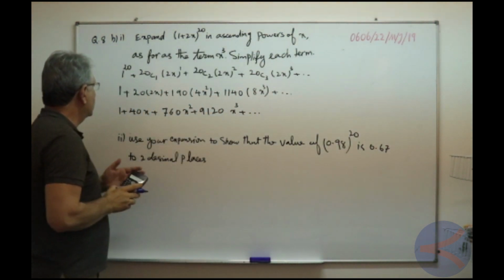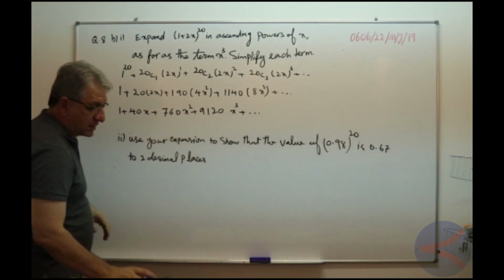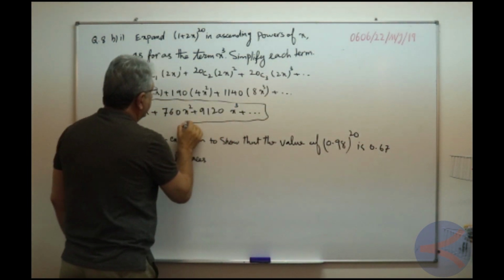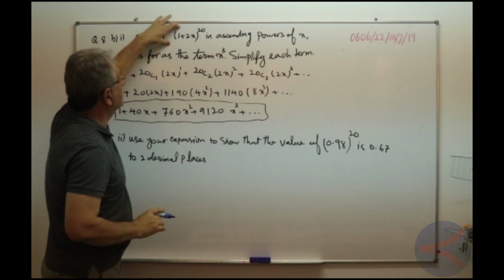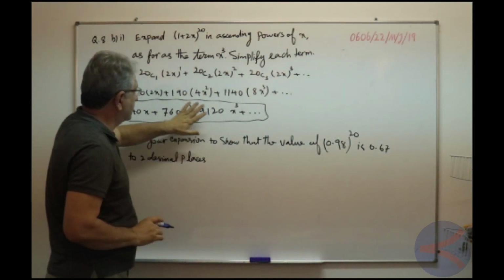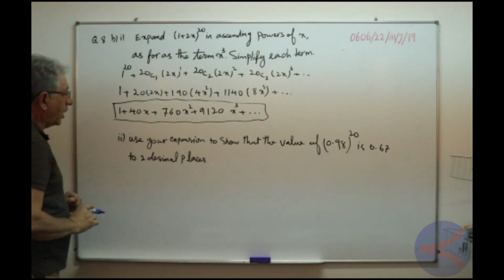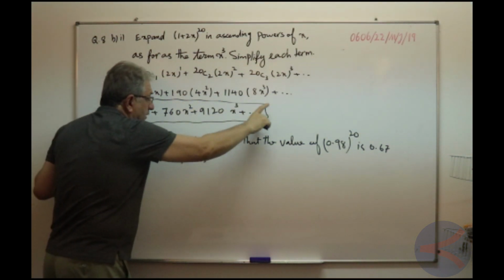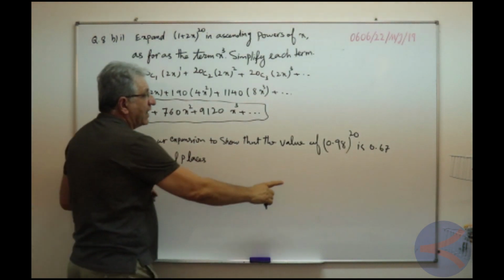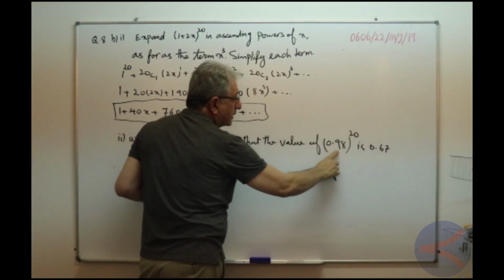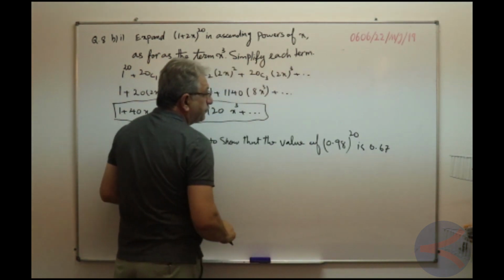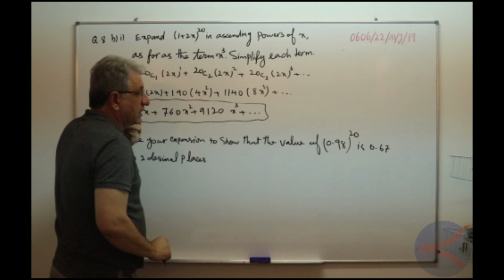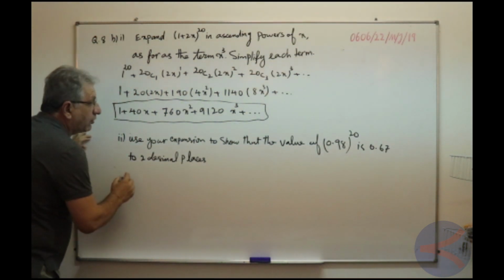Therefore, we are done with this. This is actually the simplified format of this one. After expansion, the expression will be like that. Now, the second part says, using this expansion, find the value of 0.98 to the power of 20. So this 0.98 should be equal to 1 plus 2x.